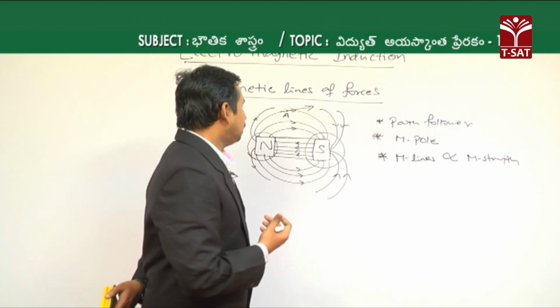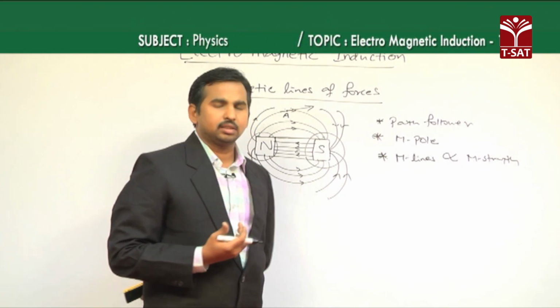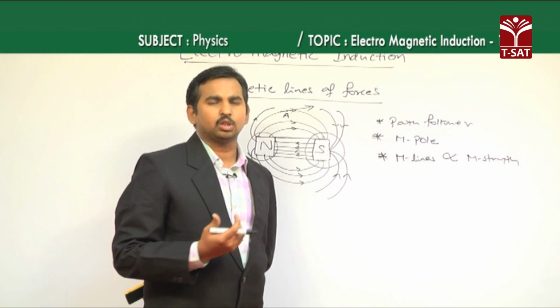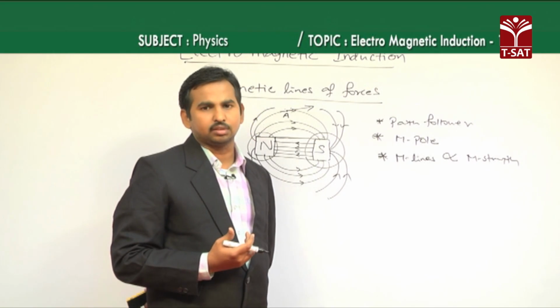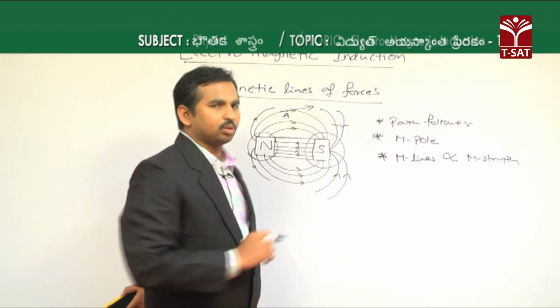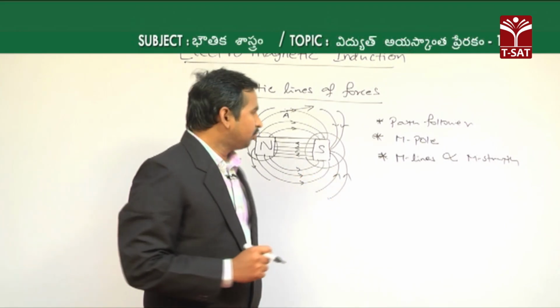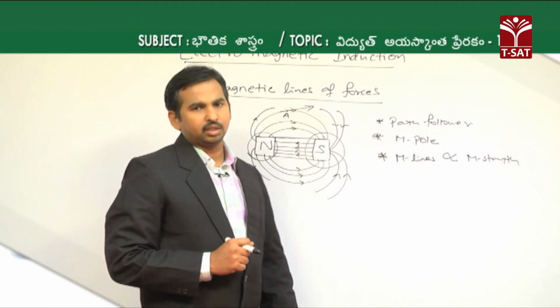And the next one: we have already seen that magnetic lines of force start from the north pole and end on the south pole outside the magnet, and go from the south pole to the north pole inside. These are the properties of magnetic lines of force, particularly in the case of a bar magnet.